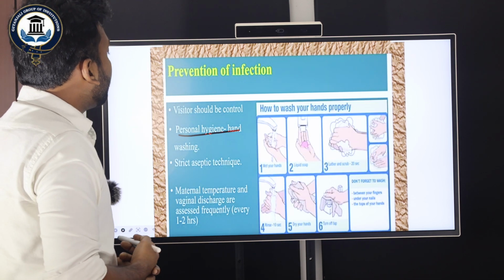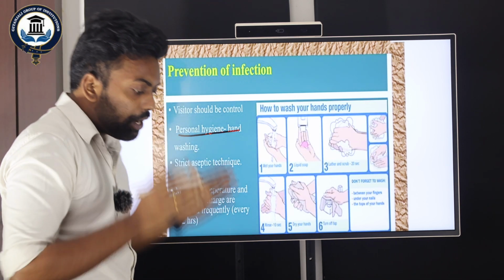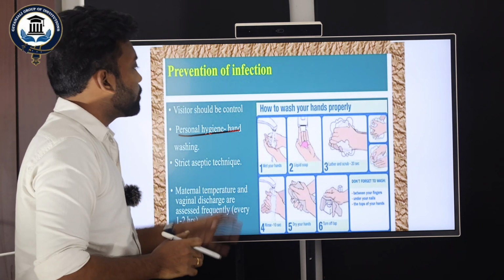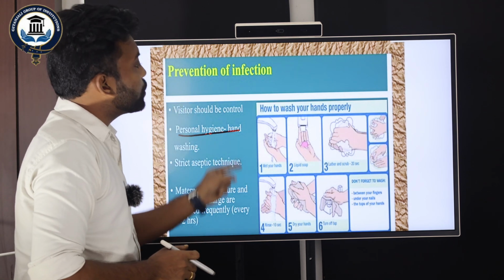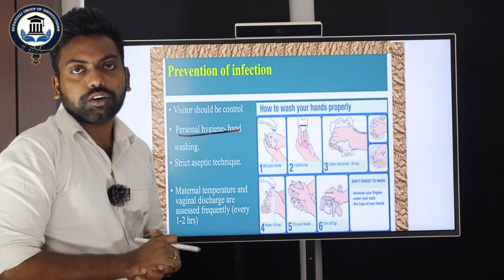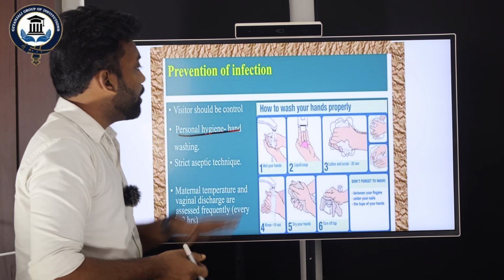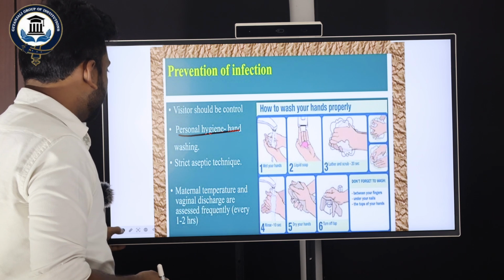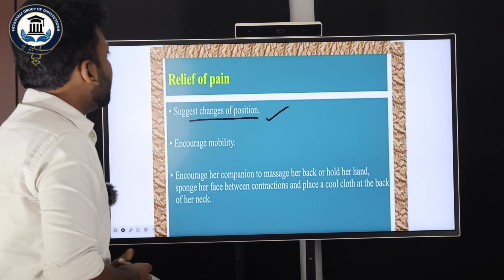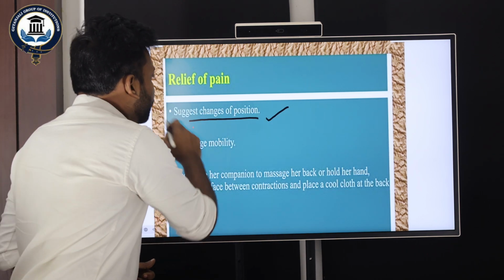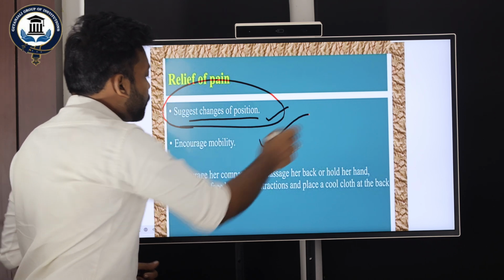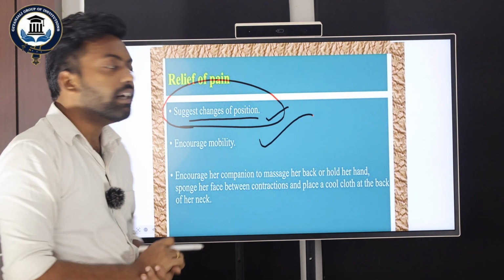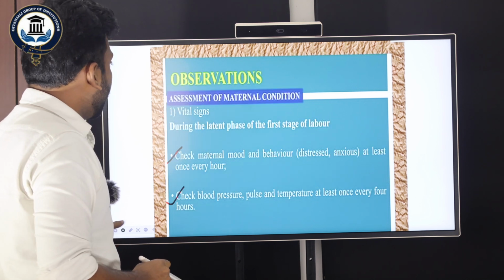And the next one is prevention of infection. Whenever you are touching the mother, or whenever you are going to do a delivery process or whatever it may be, make sure that your hands are hygienic. In that case, you need to go for medical or surgical hand washing, as we are showing in the picture. And the next one is relieving of pain. In order to relieve the pain, don't administer any kind of anesthetic. You just suggest changing the position. By that, the pain will be relaxed somewhat.